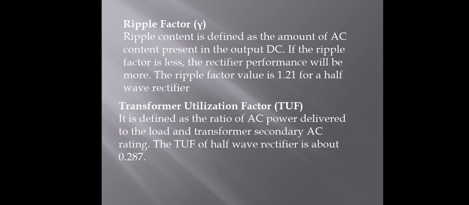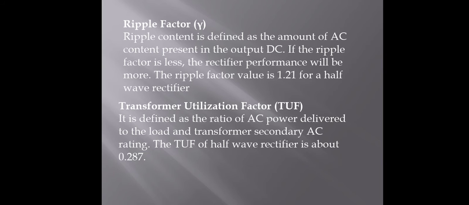Then what is the ripple factor? The ripple factor is defined as the amount of AC content present at the output in DC. If the ripple factor is less, the rectifier performance will be better. The ripple factor value is 1.21 for the half wave rectifier.